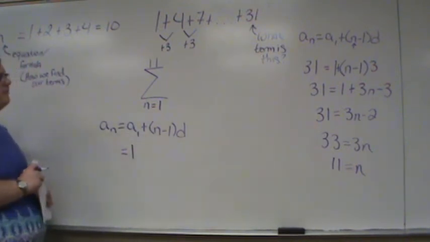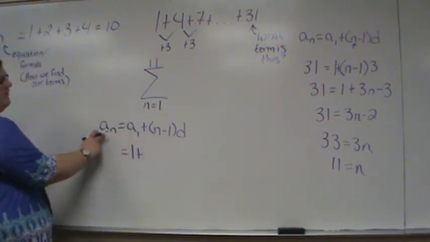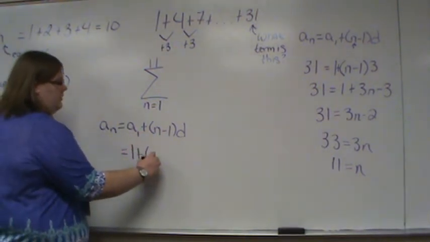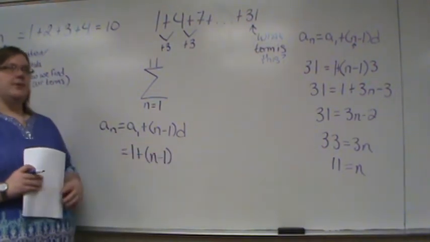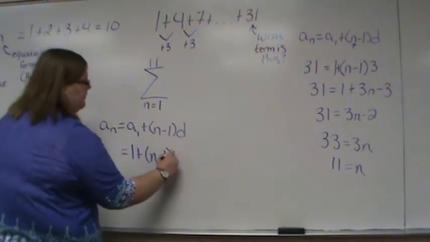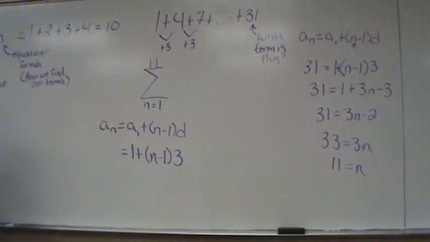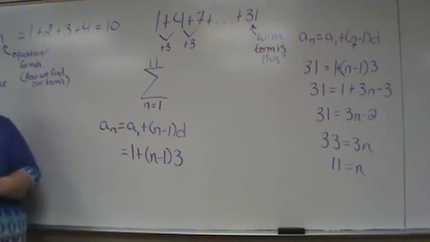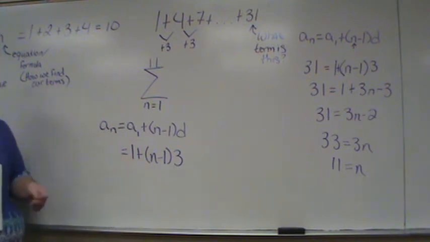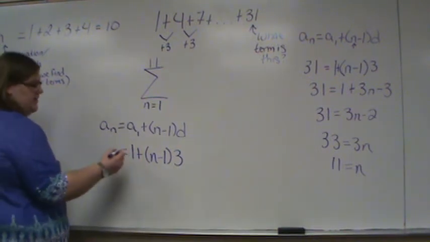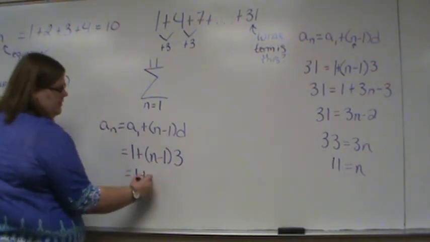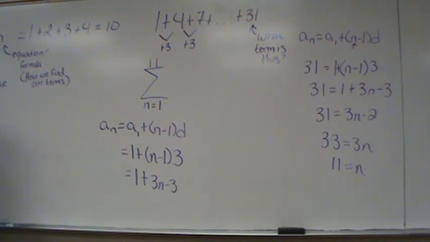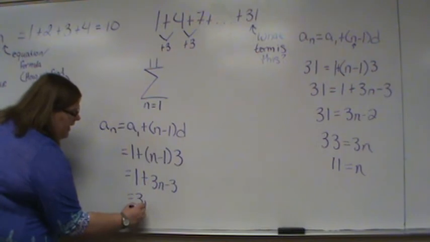It's still our first term. And then because we're solving for a_n generally, we're not plugging in an n value right away, so we want to leave that n alone. But then do we know our d value? 3. Our d value is 3. So now, we can leave this formula like this, but it's kind of messy. Is there a way that we could simplify this? We can distribute the 3. So we have 1 plus 3n minus 3. And then what can we do? We can combine like terms and get 3n minus 2.